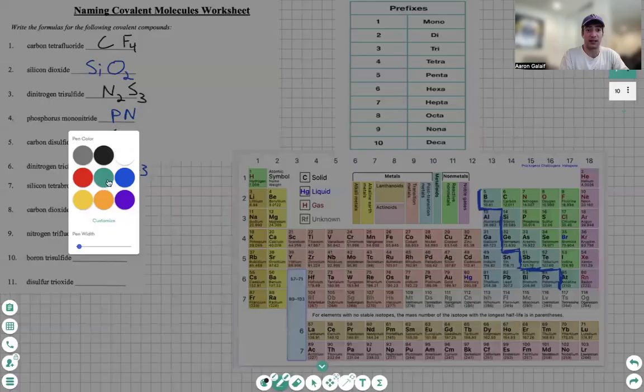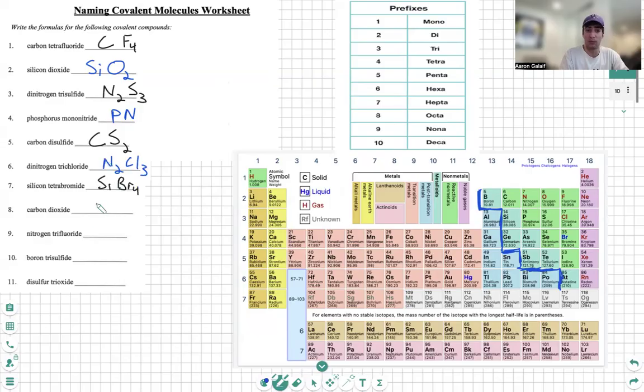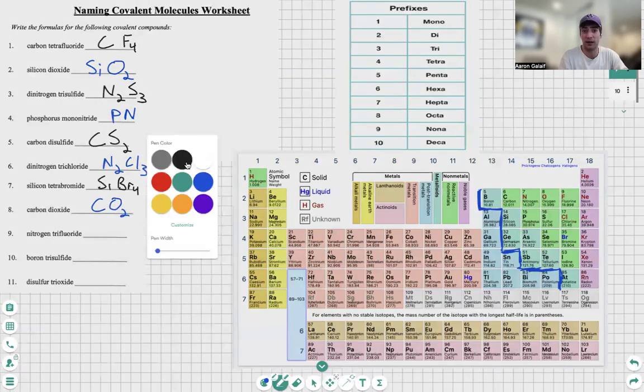Carbon dioxide, this is a familiar one that we all know, but let's make sure it makes sense. Carbon is on its own, by itself, no other prefixes. Oxygen has a di in front of it, which means the two. So carbon dioxide gets us that CO2 that we are familiar with.